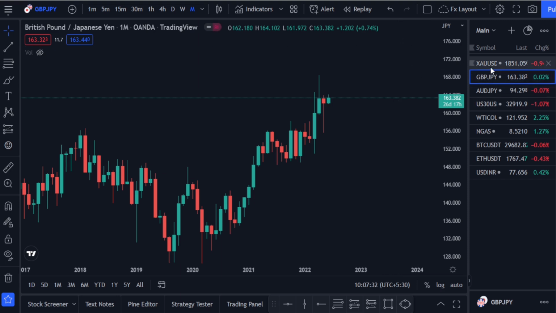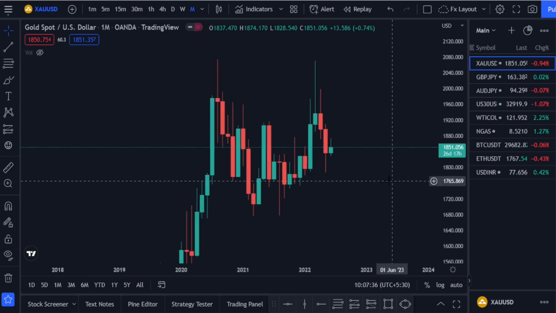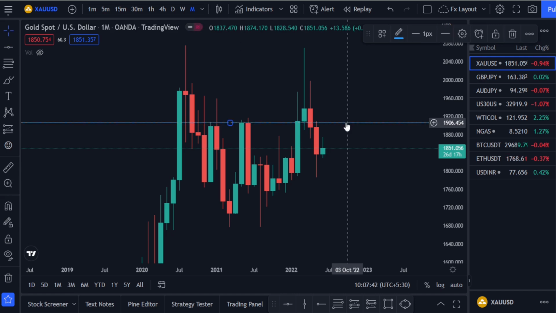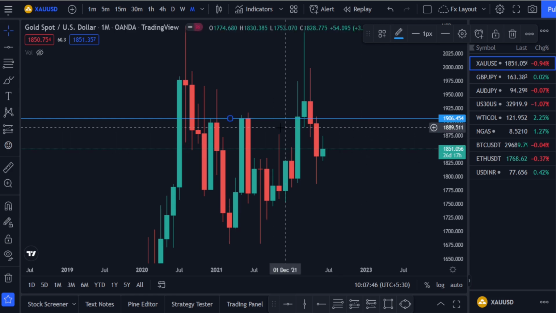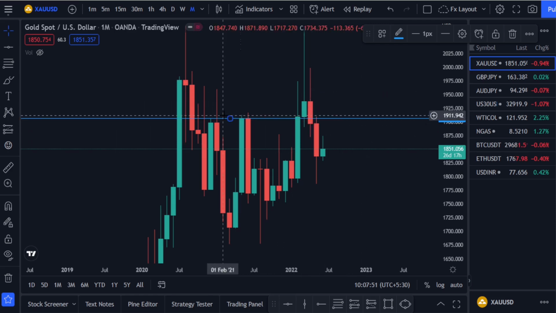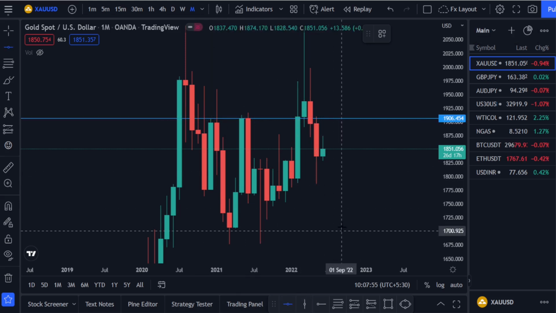So we are going to start with the monthly time frame. Now, as we can see on the monthly time frame, it's a resistance right up there. The price broke and closed above, and then price closed back into the range. So once the price closed back into the range, we expected the price to fill the whole range.